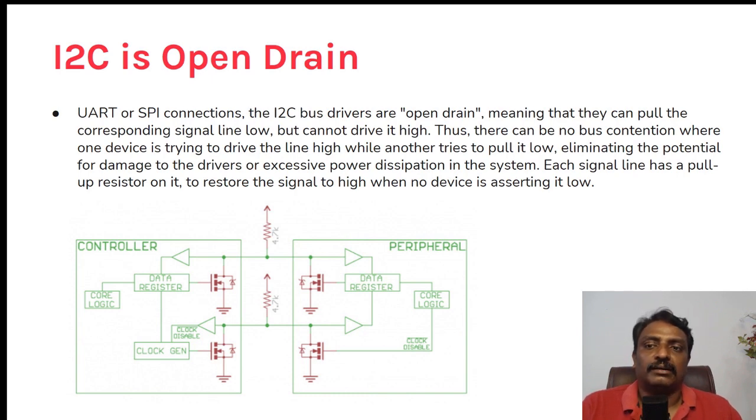Another point is that I2C is open drain. Since it's open drain, you have to put a pull-up resistor on both lines, on the serial clock as well as on the serial data, because an open drain can drive the signal low, but it cannot drive it high. So you put a pull-up resistor so that the line is always high when no device is driving it, so that you can avoid the bus contention issue.